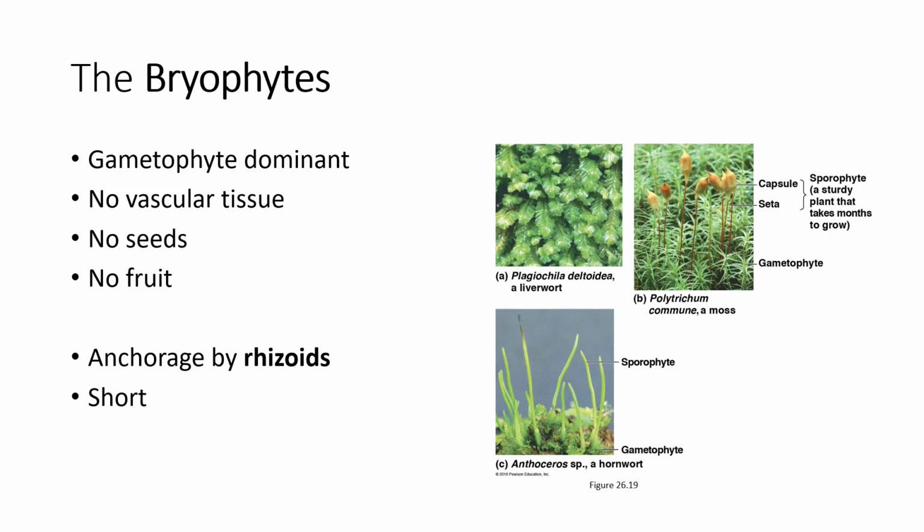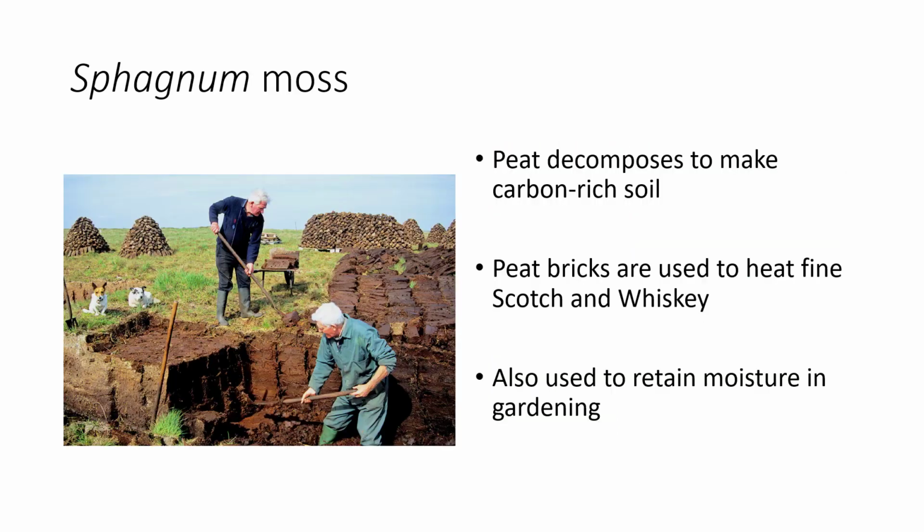Mosses do not have seeds. Mosses do not have fruit. They are anchored to their substrate by rhizoids, not roots. So this makes them pretty short things. They can get really high up because they can live on trees, but that would evolve after the trees evolved, clearly. An example here is sphagnum moss.